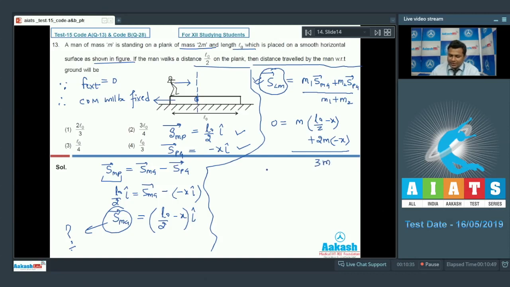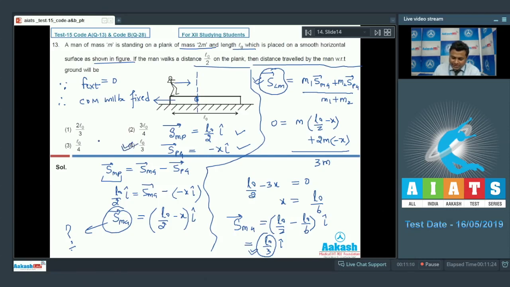3m. After solving this, what we will get? We will get L0 by 2 minus 3x equals 0. Therefore x will be what? L0 by 6, and therefore the displacement of man with respect to ground will be what? L0 by 2 minus L0 by 6 i cap, that is L0 by 3 i cap. If you talk about magnitude only, we'll get L0 by 3. So option number 4 is absolutely correct. We will go with this fourth option.